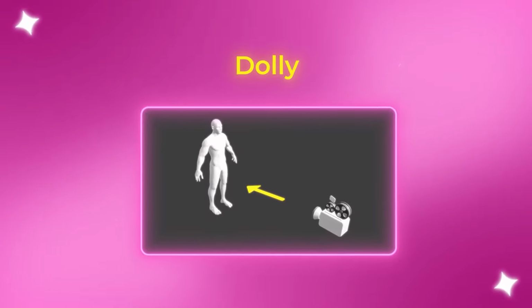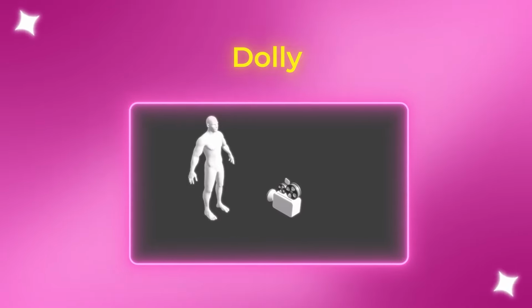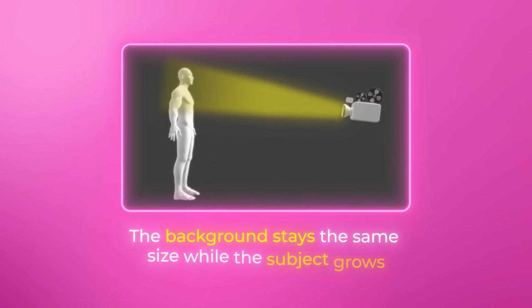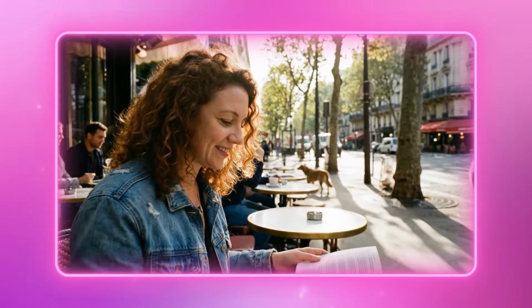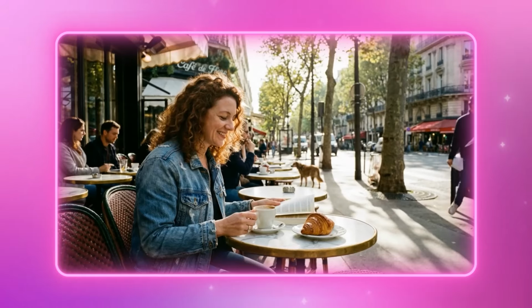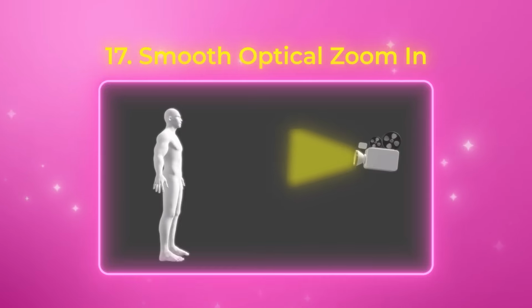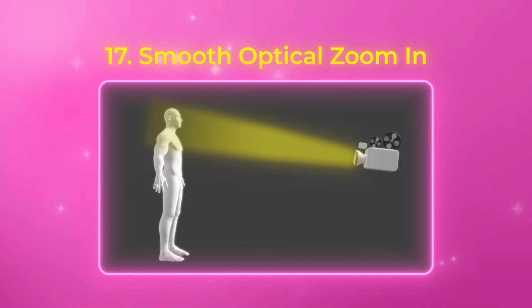The difference between a dolly and a zoom is that a dolly physically moves the entire camera forward, while a zoom keeps the camera still and changes the focal length. It sounds like a small difference, but it completely changes the feel because with a zoom, the background stays the same size while the subject grows. And that creates this very specific, flattened look that you've definitely seen in films before, even if you didn't know what it was. Move 17 is the smooth optical zoom in, which gradually magnifies the subject without any camera movement.